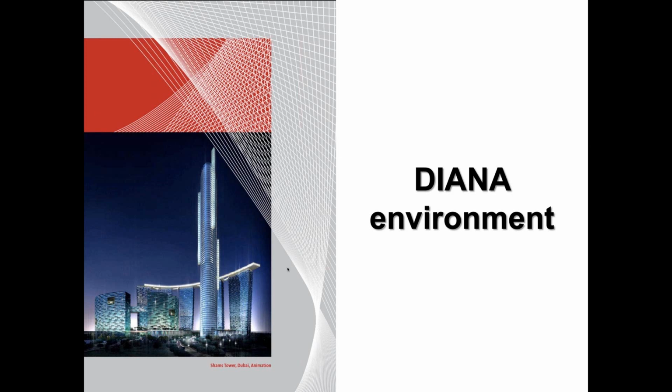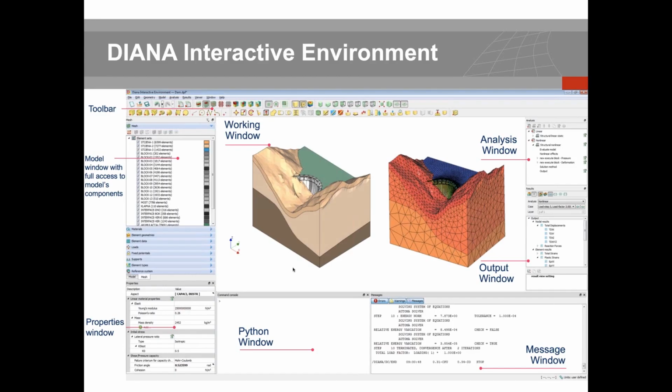Let's now look at the Diana environment. So this is our Diana interactive environment, also known as Diana IE. And I'm going to say a few words about the different windows that we have. Like any Windows program, you have a toolbar at the top with different icons. These icons can be seen as shortcuts to the functionality that is listed below in the top menu items. On the left side, you can see that we have a model window with full access to the model components for both the geometry and the mesh.